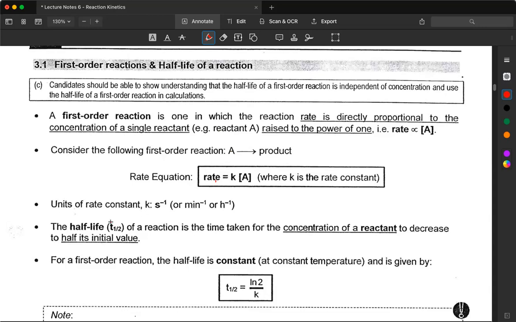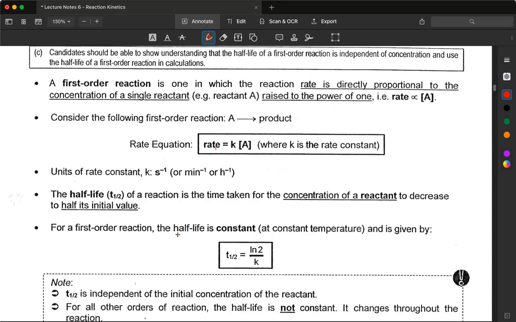And then this is the definition of half-life. Please remember the definition, they will ask sometimes. The half-life is the time taken for concentration of reactant to decrease by half its initial value. There's some derivation, you don't have to know how it's derived. The half-life is constant for first order reaction, and you can calculate half-life by taking log 2 over K, a mathematical equation. No need to know how to derive.